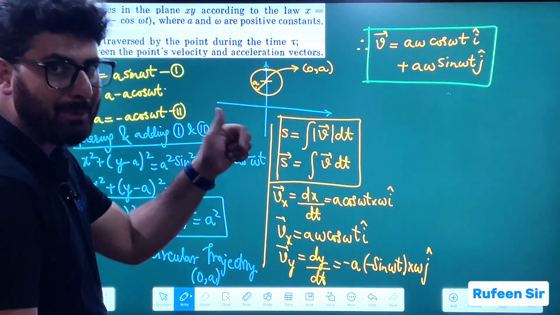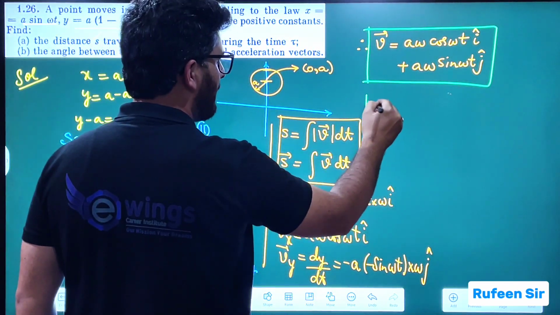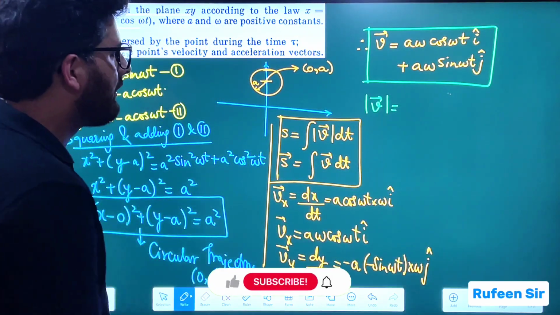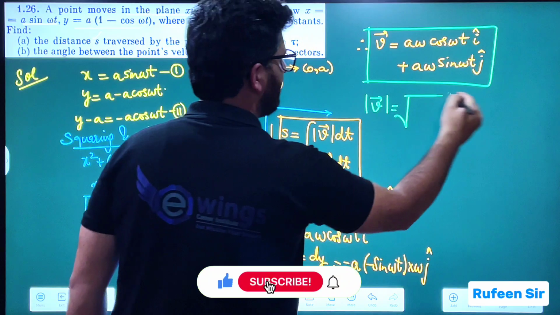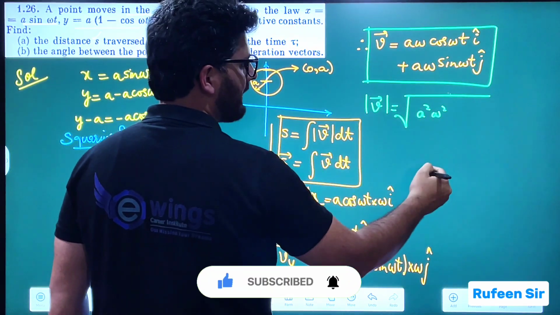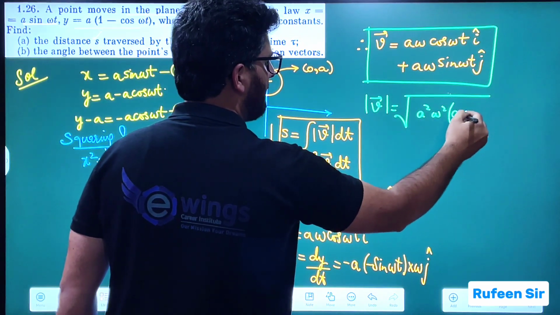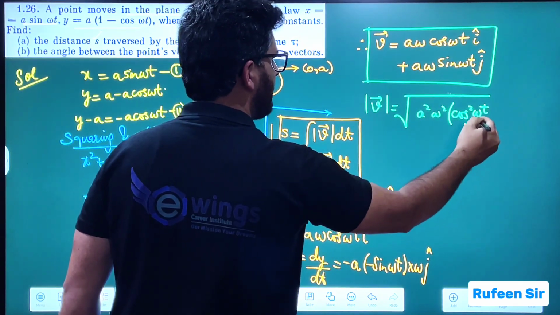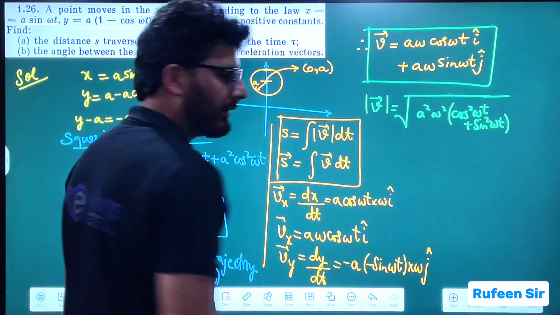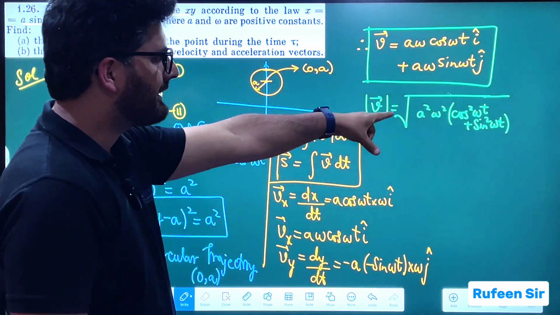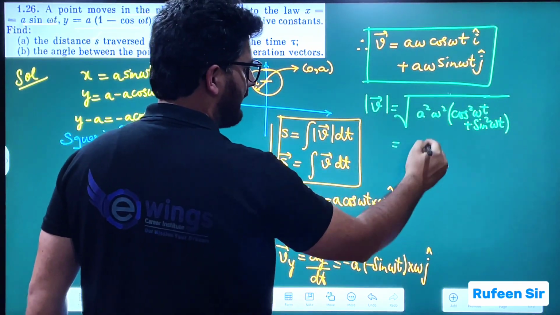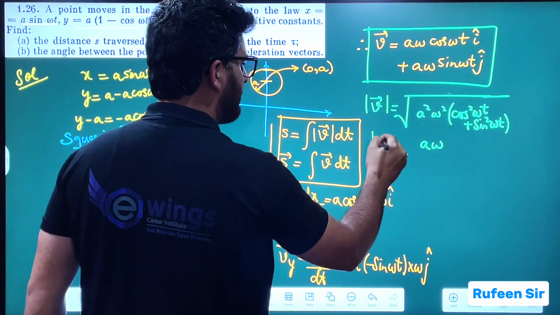If I want to calculate speed, I just have to find the modulus, because speed is the magnitude of velocity. So the mod of this is a square omega square in both, because i and j are perpendicular. Inside, it will be left with cos square omega t plus sin square omega t. I hope you got this. Because the magnitude of velocity is speed, its square will come because they are perpendicular to each other. This will be 1, it will be a omega. What is the speed? A omega.